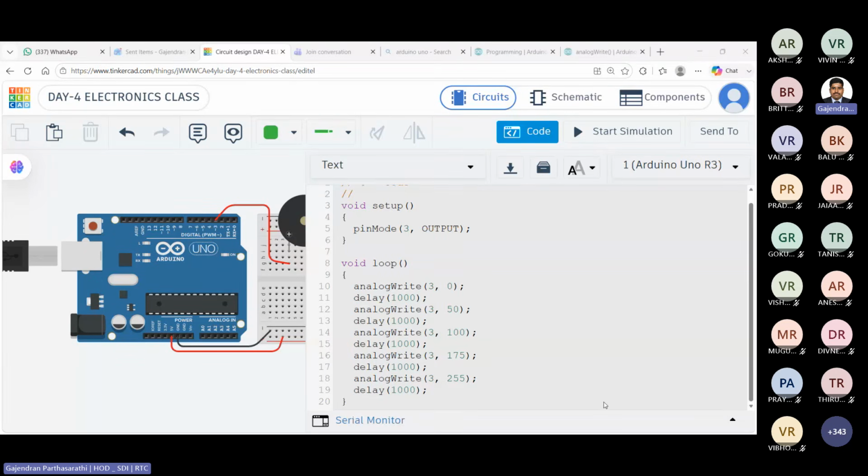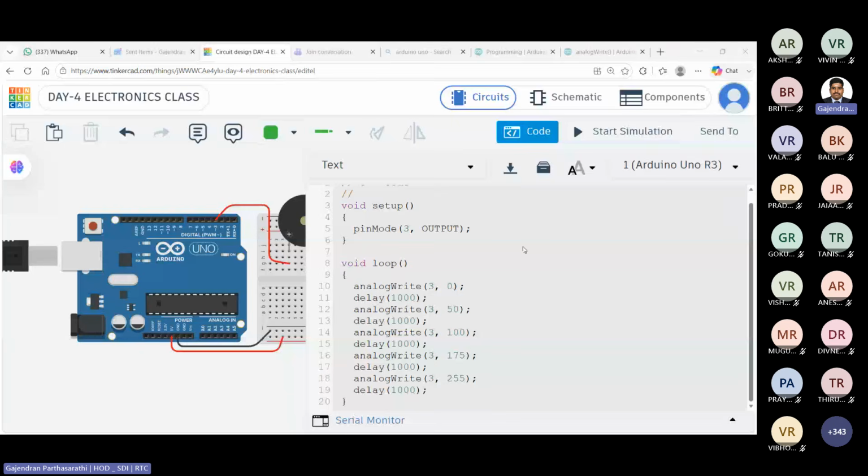Try various values. Did you get the change in sound? At 255 it's a full sound. At 0 the sound varies. In between you will get different sounds. Muhammad Hussain tried with the various values.